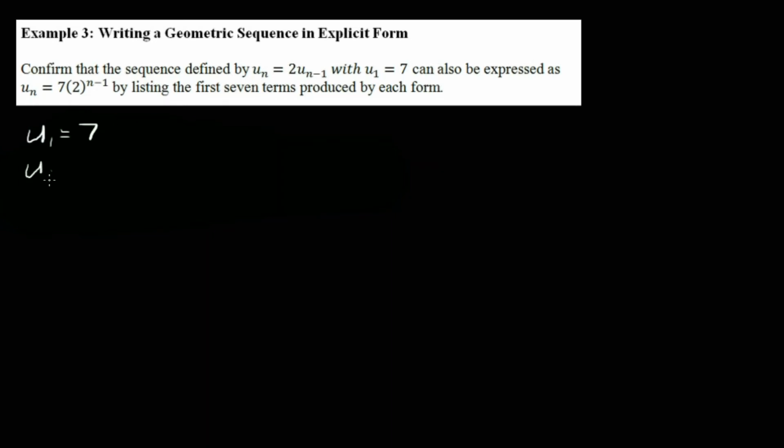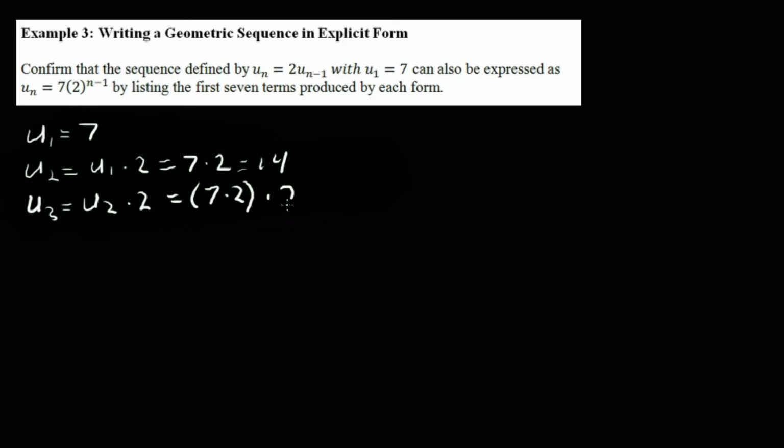So, u sub 2 is equal to our first term times 2. So that gives us 7 times 2, which is 14. Now u sub 3, that's equal to u sub 2 times 2. And that's equal to our first term, which was 7 times 2 times 2. In other words, this is 7 times 2 squared, which gives us 28.